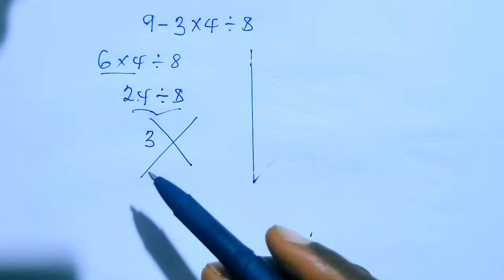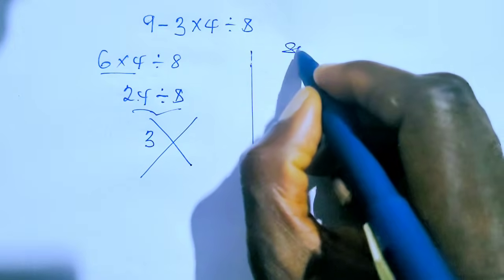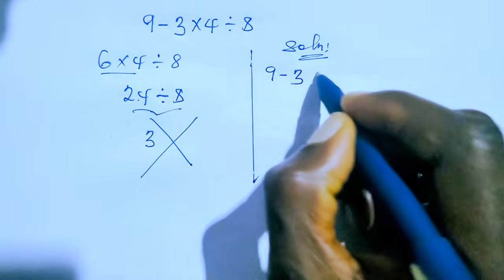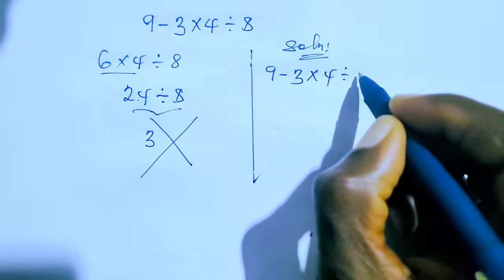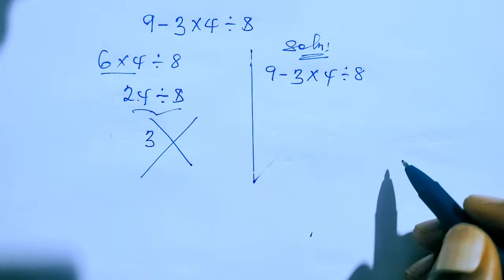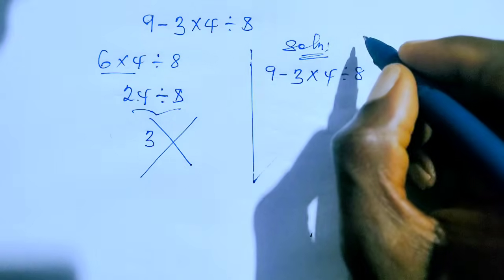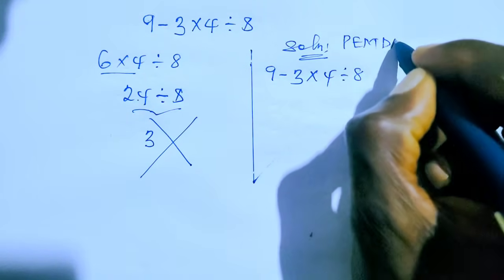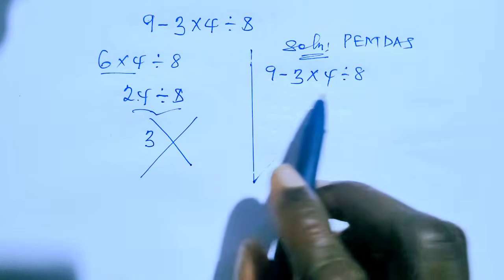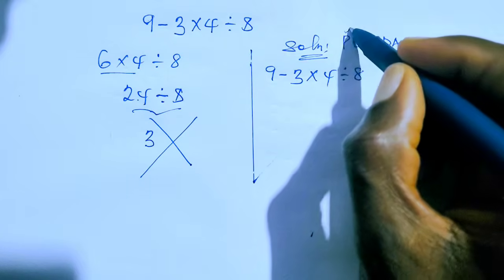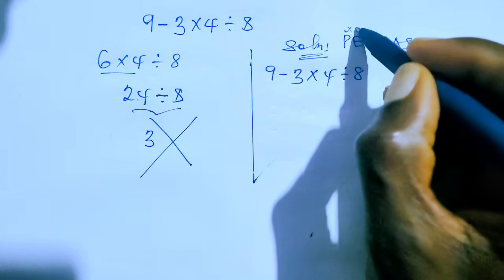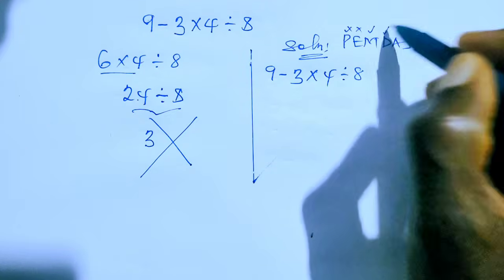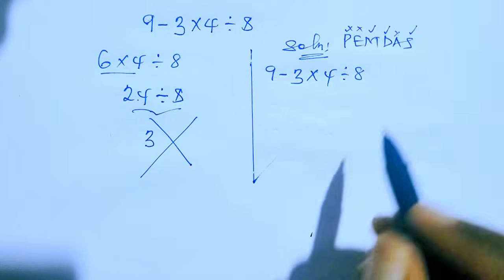Don't make this mistake. Now, to get this right, we are going to have this 9 minus 3 multiplied by 4 divided by 8. Here, we are going to consider this order of operation, PEMDAS. In this expression, we don't have parentheses, we don't have exponents, we have multiplication and we have division, no addition, and we have subtraction.